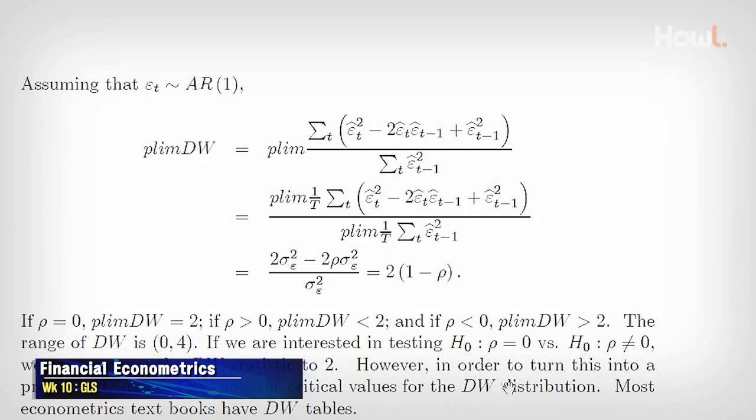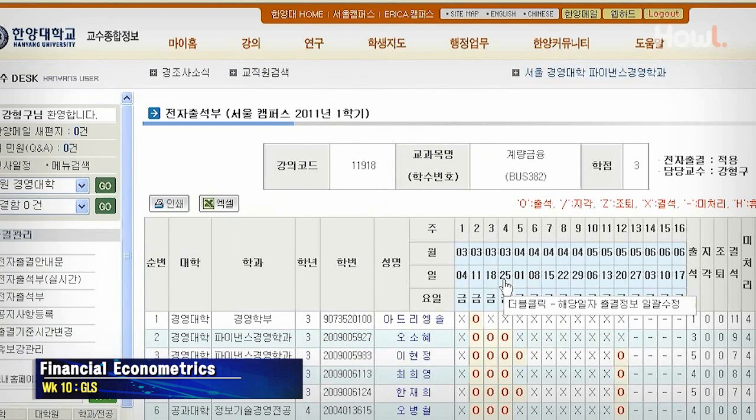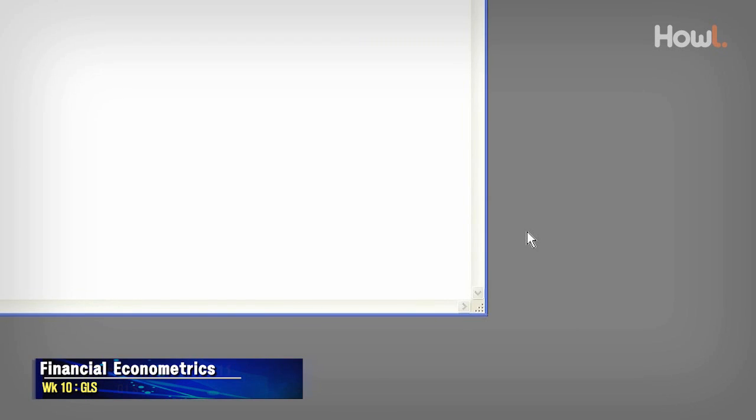However, in order to turn this into a proper test, we need to know the critical values of the DW distribution, and most econometric textbooks have a DW table. And I think in R there is also a DW table. Okay, so let me check.